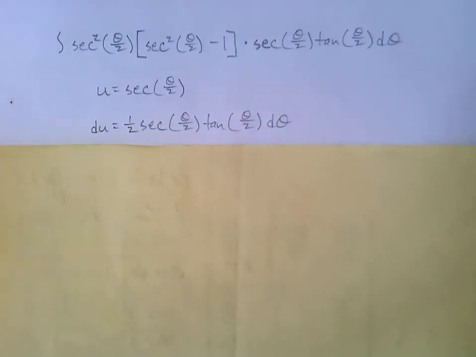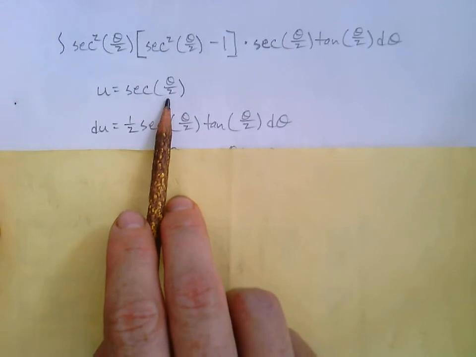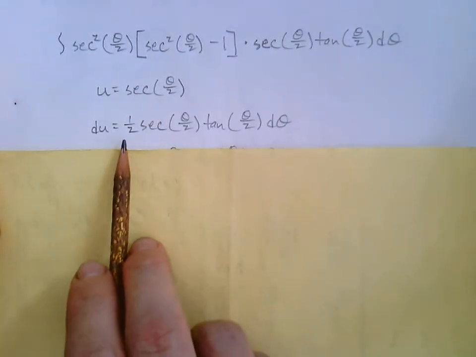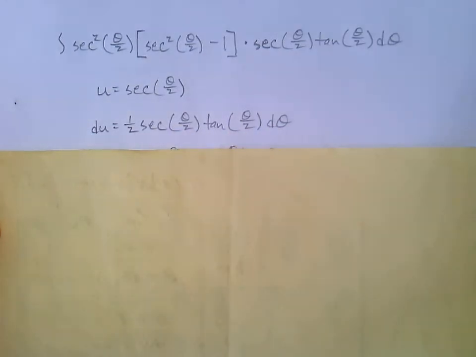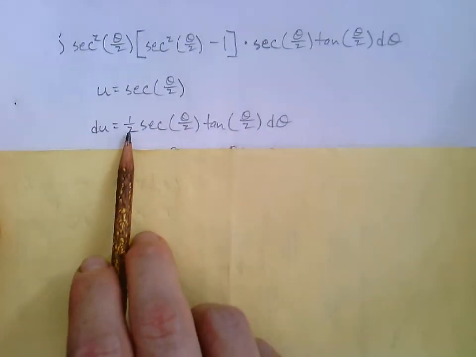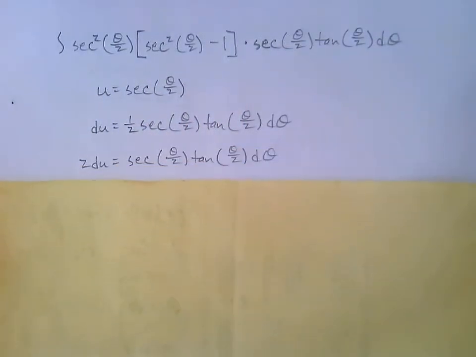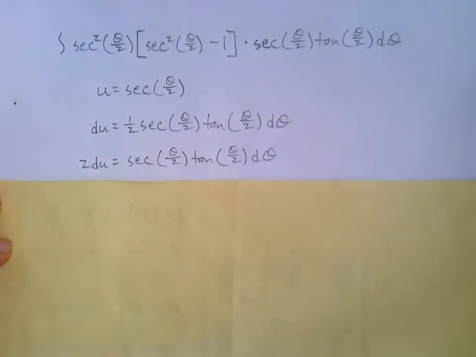u is secant theta over 2, which would mean du. Well, we got the secant tangent, but of course the chain rule on the theta over 2 would give us the 1/2 here. So 1/2 secant theta over 2 tangent theta over 2 d theta. And my style, I like to, hey, I don't see a 1/2 in there, so I'm just going to multiply that 2 on over to the left. 2 du is equal to what I see out here exactly.